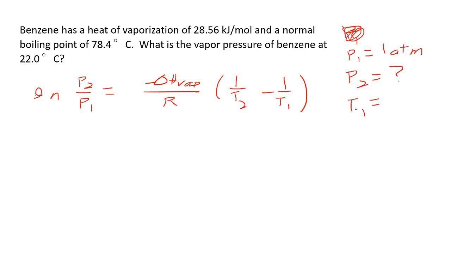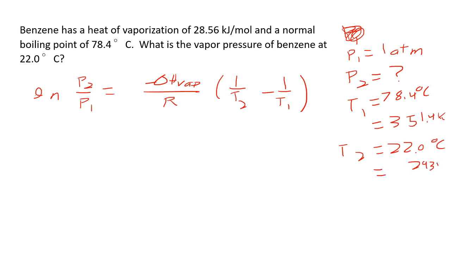T1, it's very important this matches up with the choice for P1. So P1 is the normal boiling point, 1 atmosphere. So this T1 is 78.4 degrees Celsius. And then if I add 273 to it, I'm going to get 351.4 Kelvin. We then have T2, which is the one we're searching for, the pressure at, and T2 is equal to 22.0 degrees Celsius, and that's equal to 293 Kelvin.